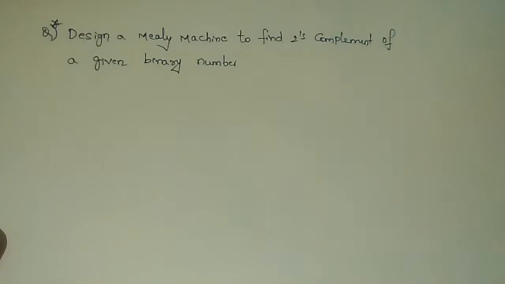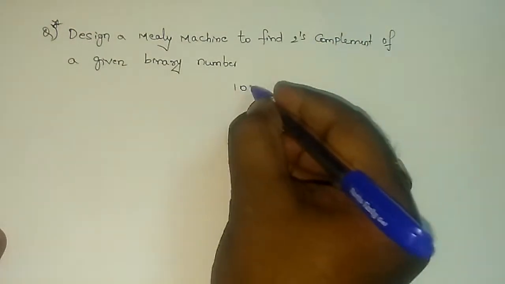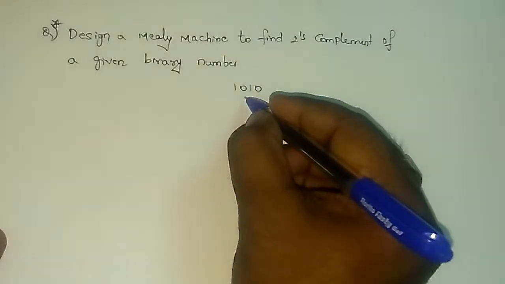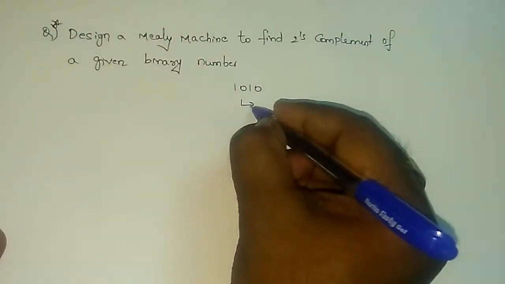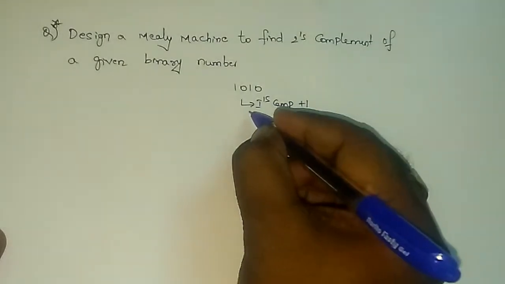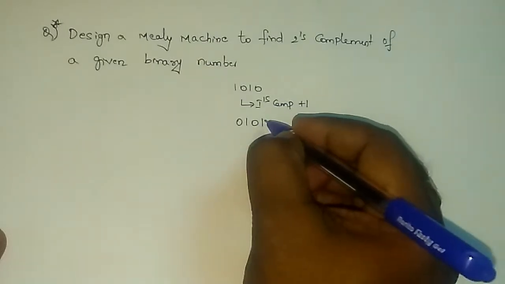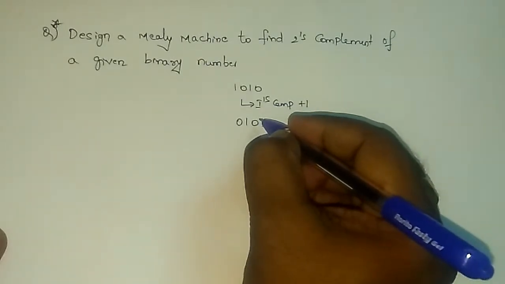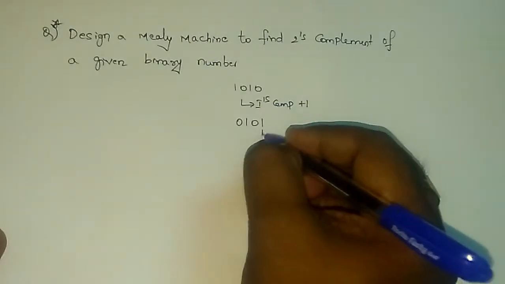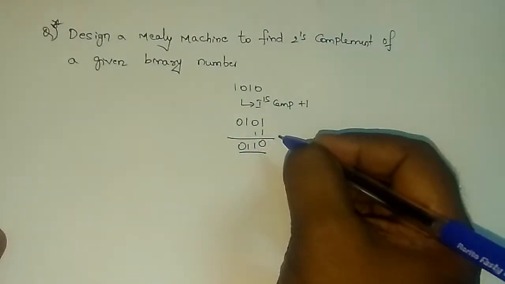So what is 2's complement? Let us take an example here. If I have 1, 0, 1, 0, what should I do? First find out the 1's complement for this. Later on add 1 to this. So the 1's complement of 1, 0, 1, 0 is 0, 1, 0, 1, because I am making 1 as 0 and 0 as 1, and adding 1 to the LSB. So 0 with carry 1, 1, 1, 0. I got 0, 1, 1, 0.